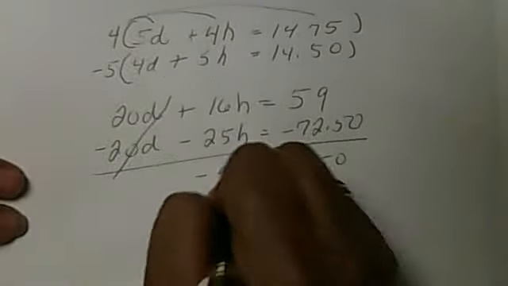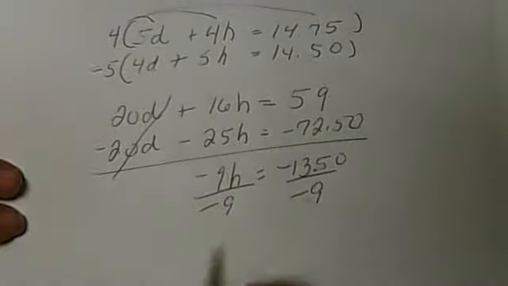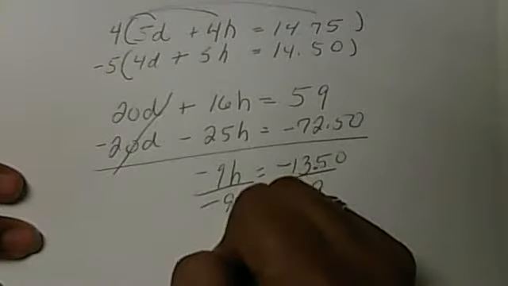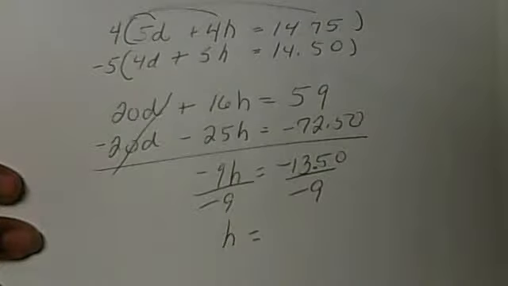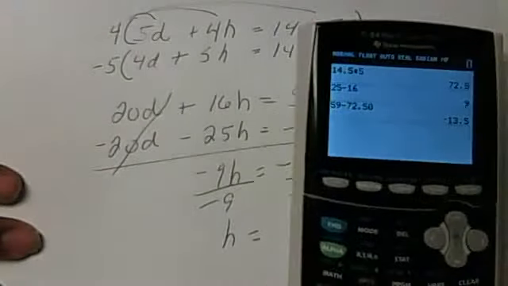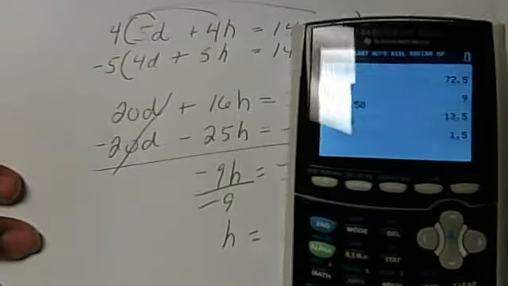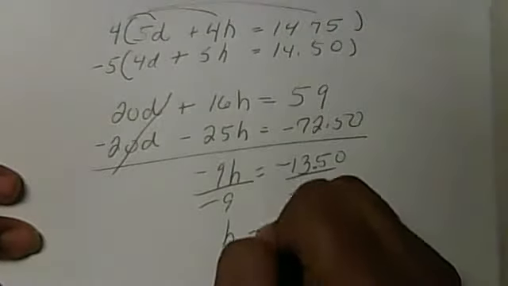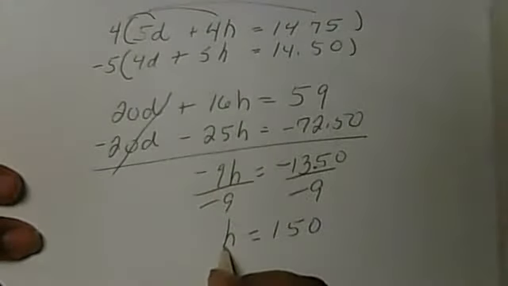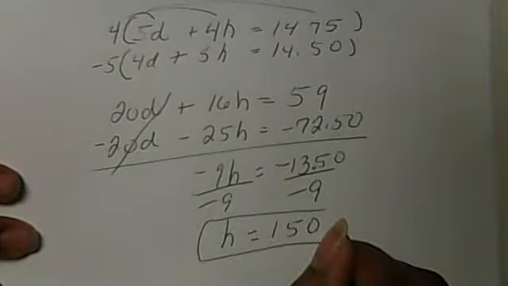Going to divide by -9. You see the negatives will go away because you can't have negative hamburgers. So I'm going to have 13.50 divided by -9, and that's 1.50. So now I know H is for hamburger, so my hamburgers are $1.50.